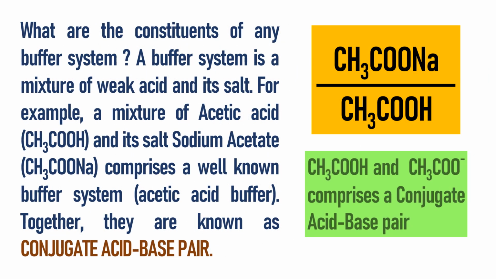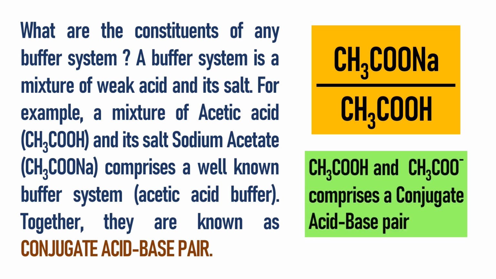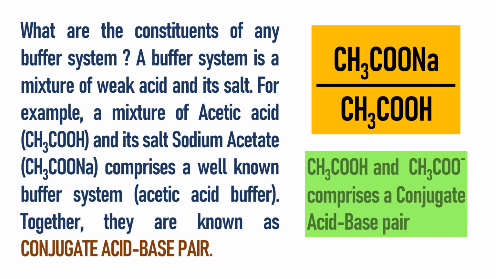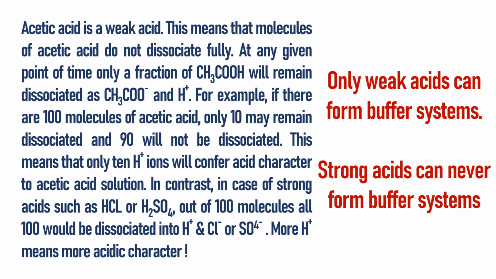What are the constituents of any buffer system? A buffer system is a mixture of a weak acid and its salt. For example, a mixture of acetic acid and its salt, sodium acetate, comprises a well-known buffer system, which is the acetic acid buffer system. Together, they are known as a conjugate acid-base pair. Acetic acid and acetate anion comprise a conjugate acid-base pair. Acetic acid is a weak acid. This means that molecules of acetic acid do not dissociate fully in solution.